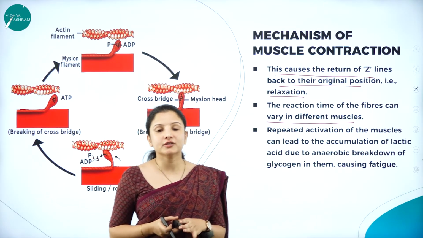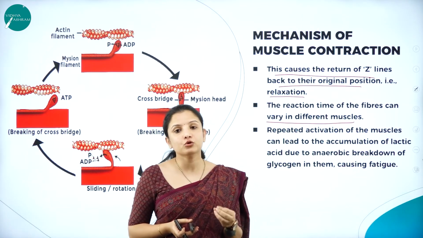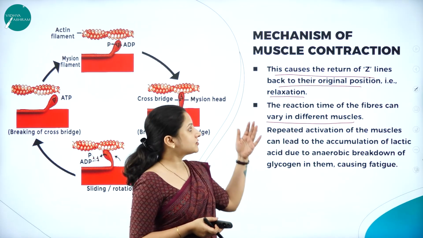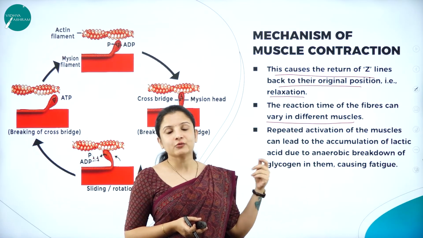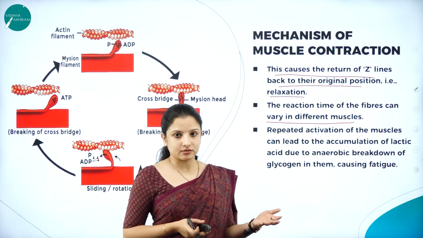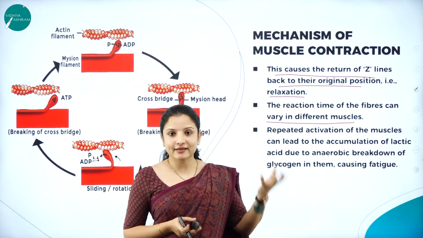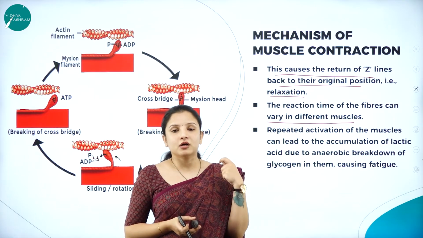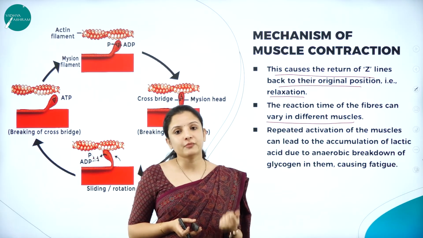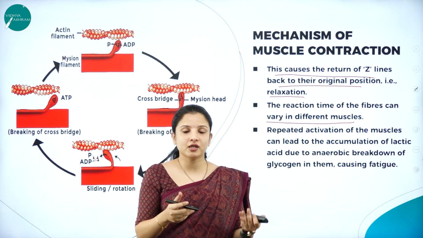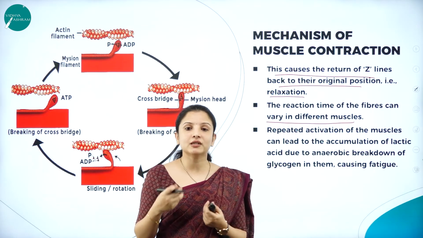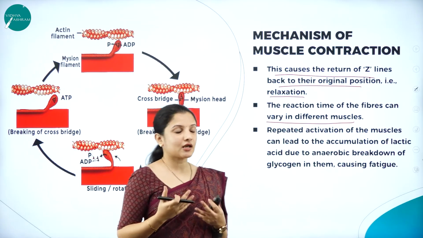It can vary because some people are idle, they don't do much work and their muscle activity is very less. In such cases, the formation of the cross bridge and all that will take different timings. But especially in athletes, who are active throughout, a lot of muscle activity is needed. Therefore, here this process of muscle contraction and relaxation will take place within seconds.